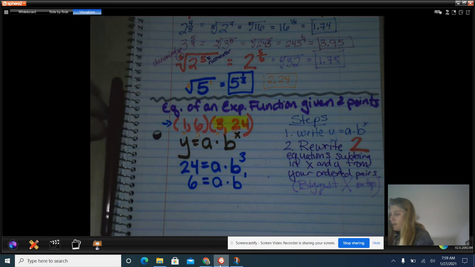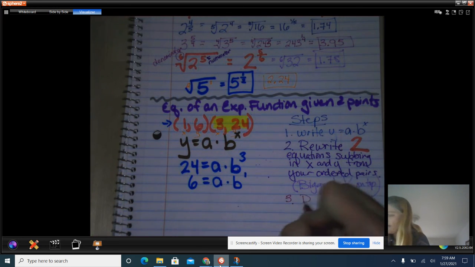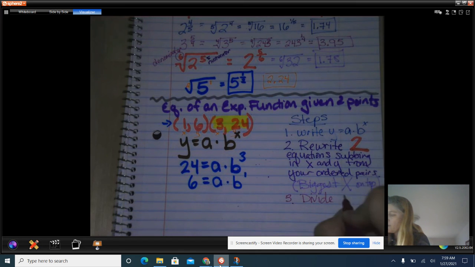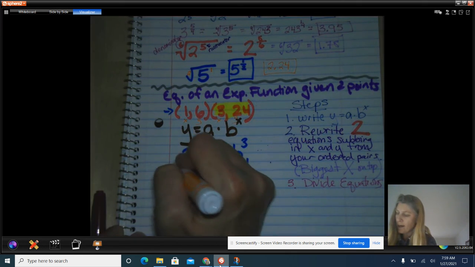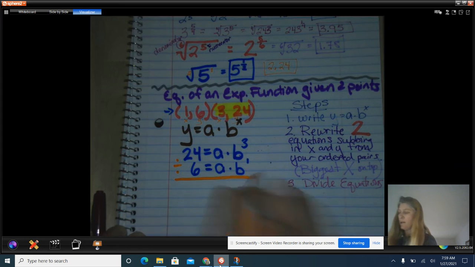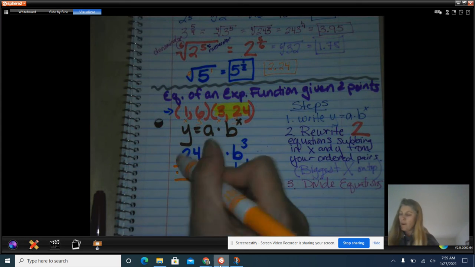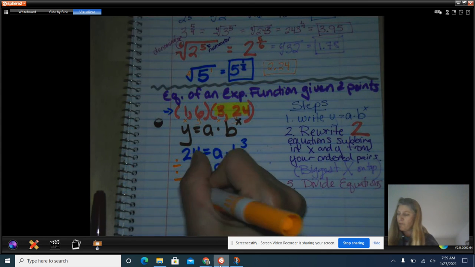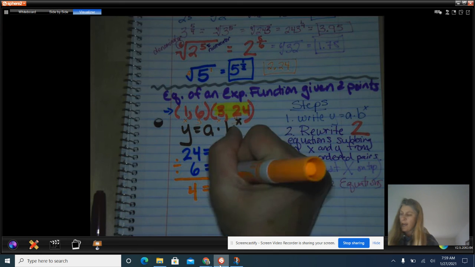Okay. Step number 3. Divide your equations. Just like we added when we did this for lines, we're going to write a division symbol, and we're going to do the dividing. So 24 divided by 6 is 4. A divided by A cancels out.